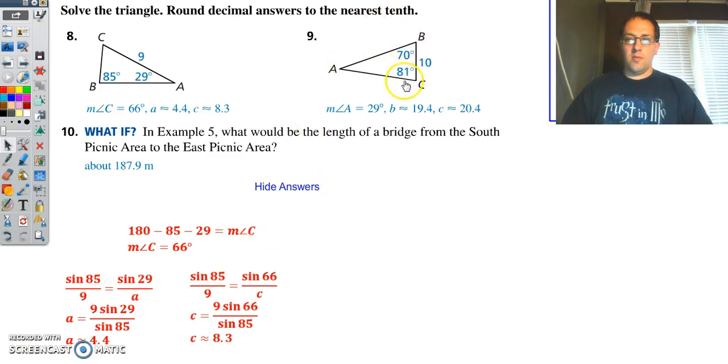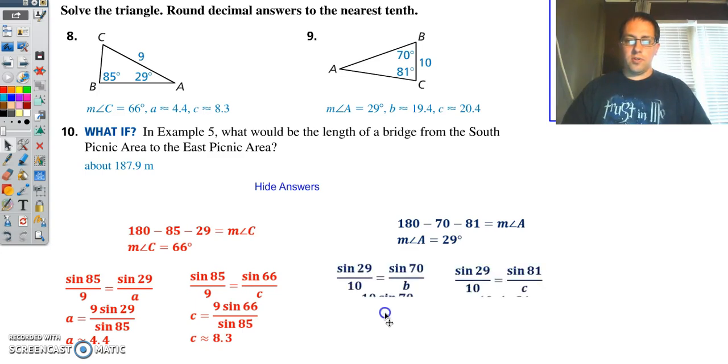Number 9. Again, we have two angles. We're missing a third angle. This one we don't have anything opposite. So we definitely have to get that first. But that's not a big deal. We just subtract those from 180. Gives us A is 29 degrees. And then we can set up our proportions. So there's our first proportion for B. Here's a proportion for C. Cross multiply and divide. Stick that in our calculator. And there's B and C.